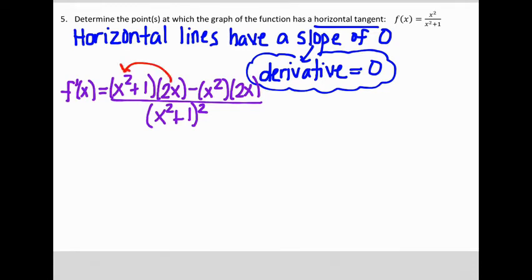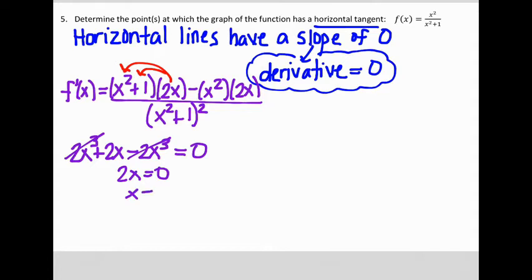As I'm doing that, though, I'm going to simplify because I have to distribute and multiply. So we have 2x cubed plus 2x cubed. That's what I want to set equal to 0. Dividing both sides by 2, we still wind up with that x is 0.